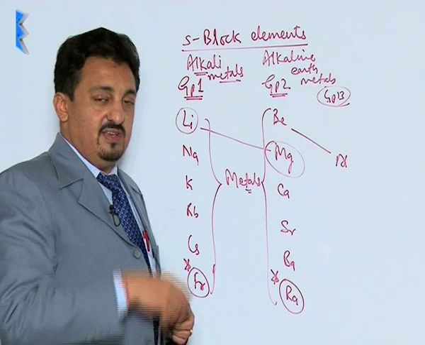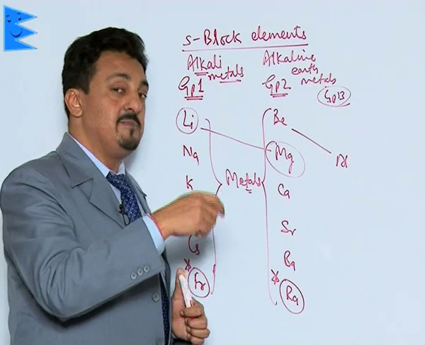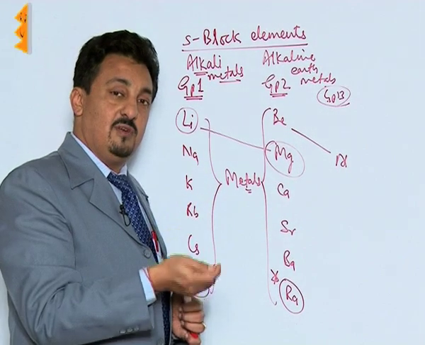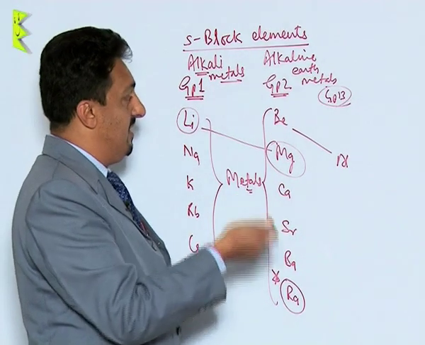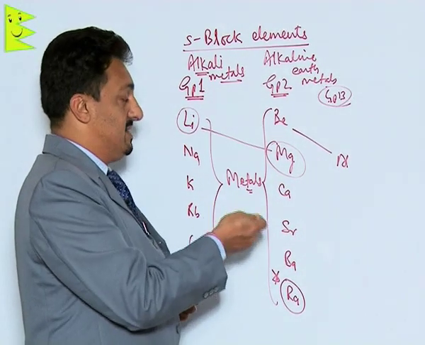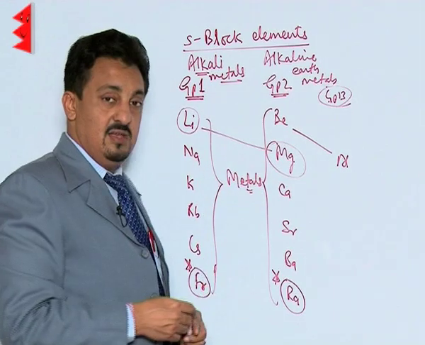So what we find is that the first element resembles the next element of the next period diagonally, or the element which is lying diagonally in the next group, and the relationship is called diagonal relationship.